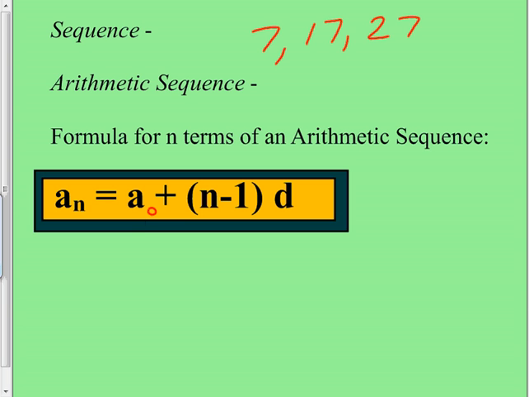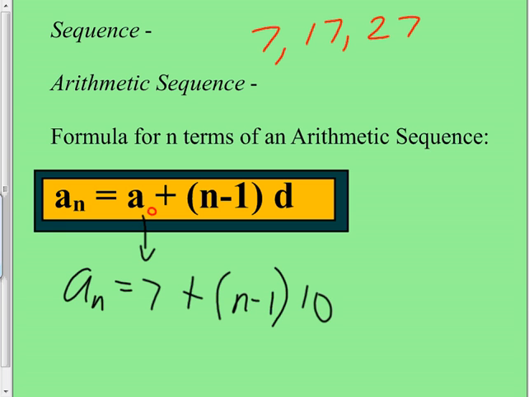A sub 0 is what? 7 plus n minus 1 times d. What is the d? Common difference. What is the common difference? 10. And then I could put a sub n right here. Do you get this is a lot like saying y equals something that has an x in it? It's just like an equation like that. This is an equation that'll help you to find whatever term you want. So let's say I want the 33rd term.